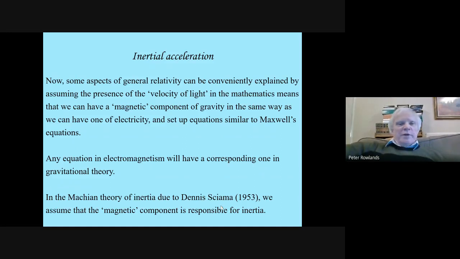So you can conveniently explain many aspects of general relativity, including gravitational waves, by the presence of the velocity of light, meaning that we have a magnetic component of gravity in the same way as we have one of electricity. You set up a set of equations exactly similar to Maxwell's equations, and that serves in the first approximation very well, and it's used quite a lot for various effects. Which means that any equation in electromagnetism has a corresponding one in gravitational theory. And Dennis Sciama, who was the thesis advisor of Stephen Hawking, produced a Machian theory of inertia in 1953, assuming that the magnetic component of gravity was responsible for inertia.